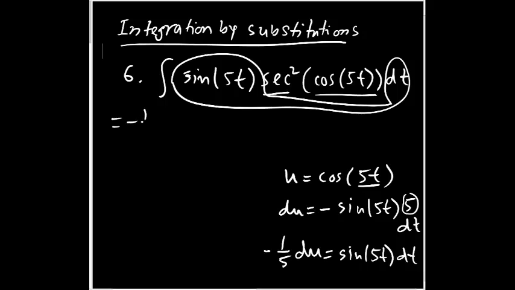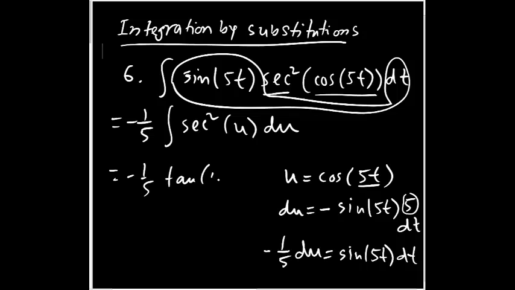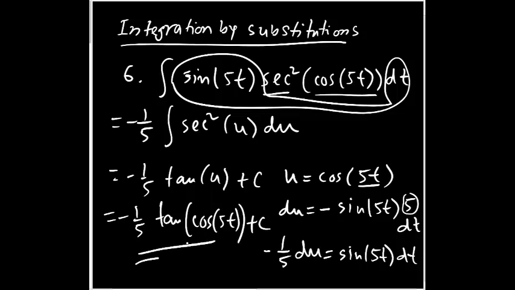And then you can see that the variables are completely transferred to u in very basic form. So I have negative 1/5 integral secant squared u du. Do you see the beauty of this substitution? That this has transferred my problem to the very basic form of integration. And we know that the integration of secant squared is just tangent. So negative 1/5 tangent u plus the integration constant. And substitute back what is u: tangent of cosine 5t plus c. And we are done.